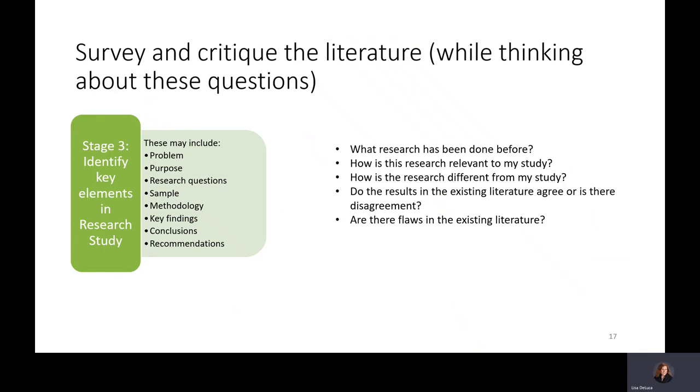Stage 3 is looking at the key elements in any research study that you've selected, and here's a long list. You may find sampling, empirical studies, key findings, conclusions, and recommendations. And while you're thinking about what elements you've identified, go through the questions on the right side. This will help you formulate the layout for your review.